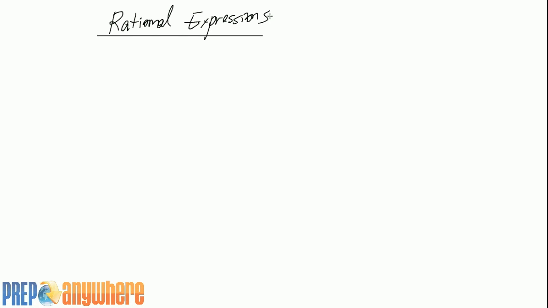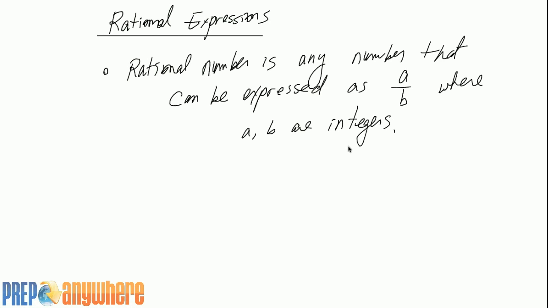Do you guys remember what a rational number is? 1 over 4 is a rational number. Okay, so that's it. That is an example of a rational number. But more generally, a rational number.